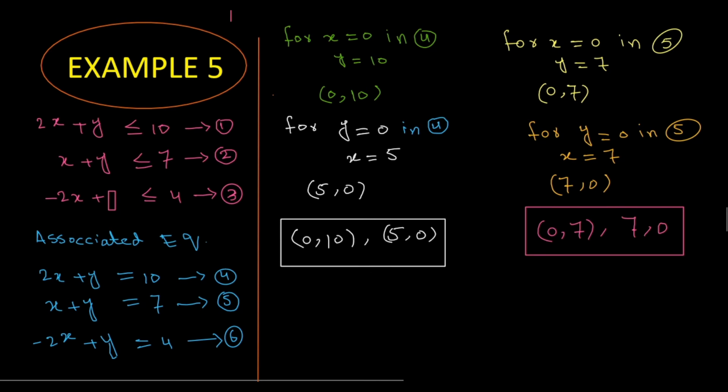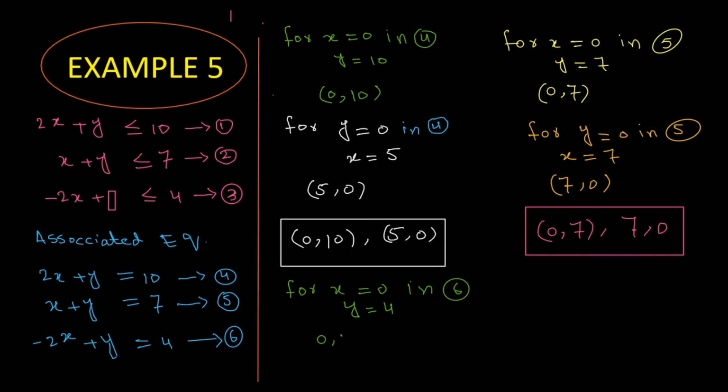Okay, so next we can check equation 6. In equation 6, in a similar way, we will take x is equal to 0. If we take x is equal to 0 in 6, this is your equation number 6, we get y is equal to 4. So our point is (0, 4). For x is equal to 0, y is equal to 4.